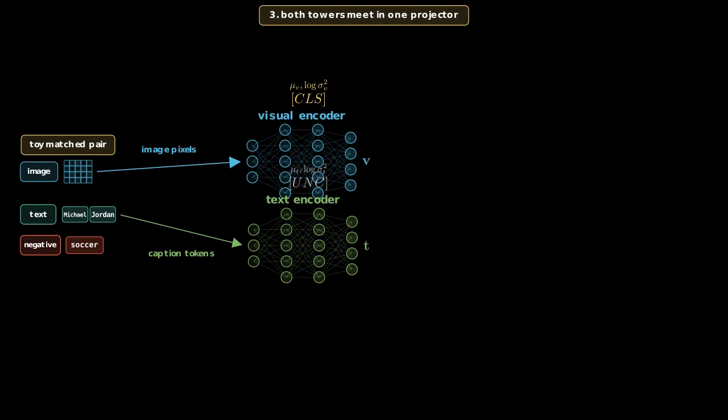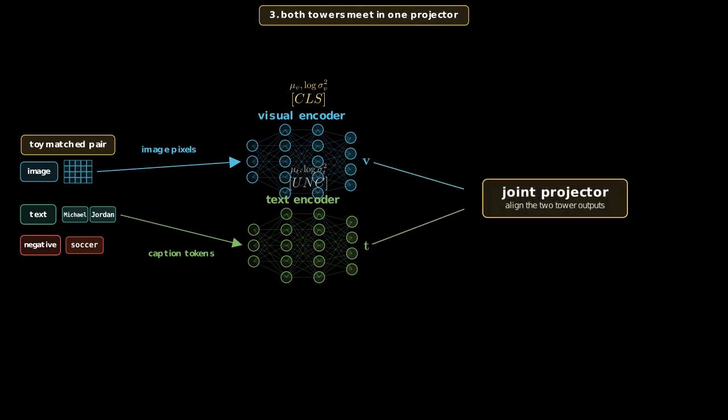Step 3. Both towers meet in one projector. The two encoder outputs are compared in the same latent space, so the model can pull the matched pair together and push the wrong pair away. Step 4. The projector emits one latent token. That yellow dot is the compressed state the rest of the transformer can carry forward.